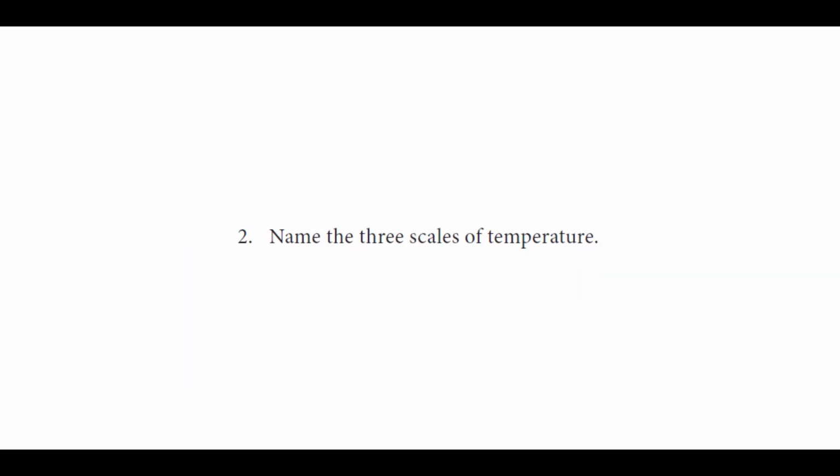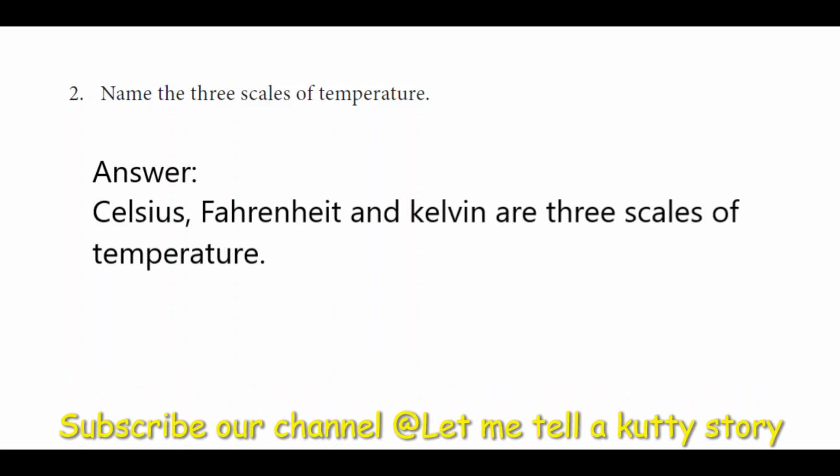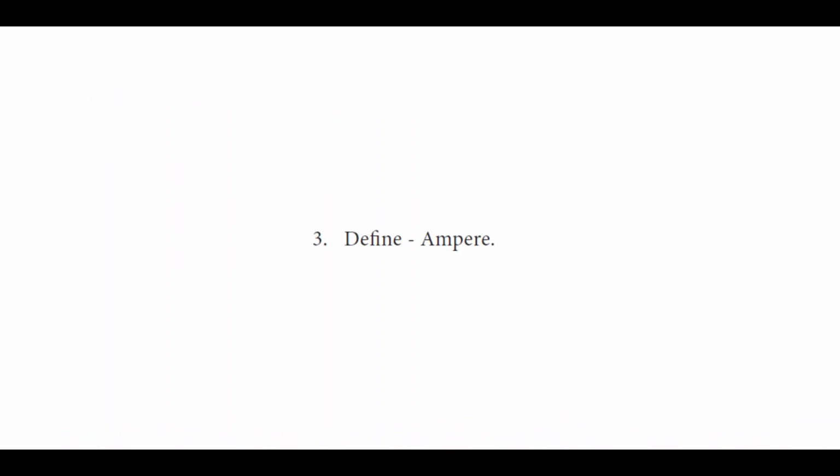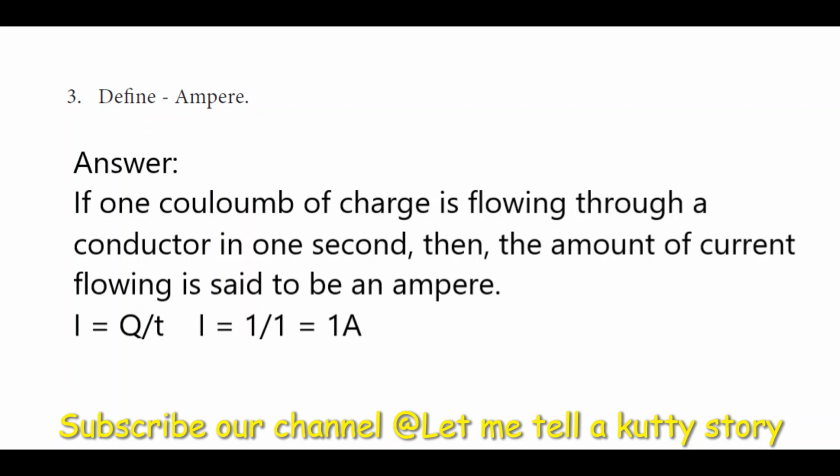Then second one, name the 3 scales of temperature. Answer: Celsius, Fahrenheit and Kelvin are the 3 scales of temperature. Third, define ampere. Answer: if 1 coulomb of charge is flowing through a conductor in 1 second, then the amount of current flowing is said to be an ampere.